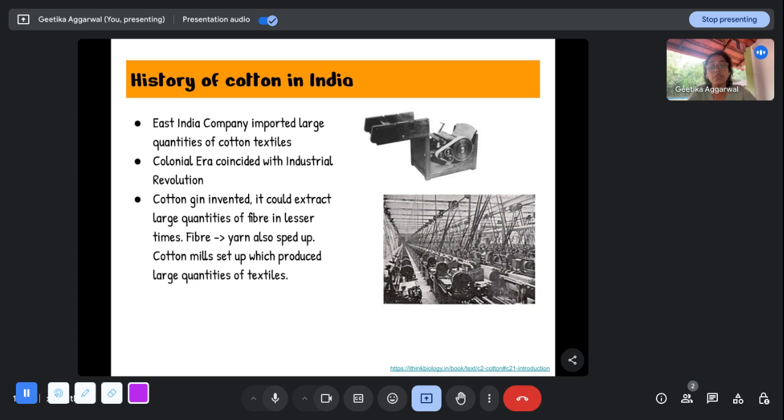And then cotton mills were set up, as you can see. This is the cotton gin, which used to extract large amounts of fiber. And from here, you can see that cotton mills were set up, which converted this yarn into textiles at a very high speed compared to when it is done by hand. So the East India Company now had a technique of making textiles very fast compared to how Indian producers were making it. They stopped importing textiles and started importing raw cotton. The import of raw cotton increased hugely compared to the import of cotton textiles.